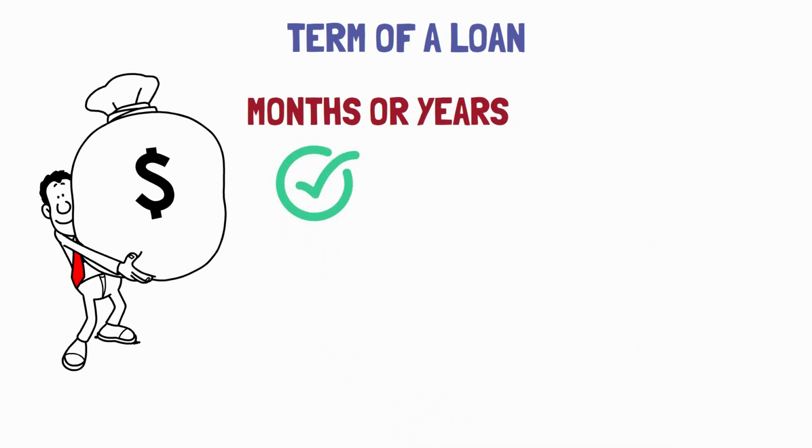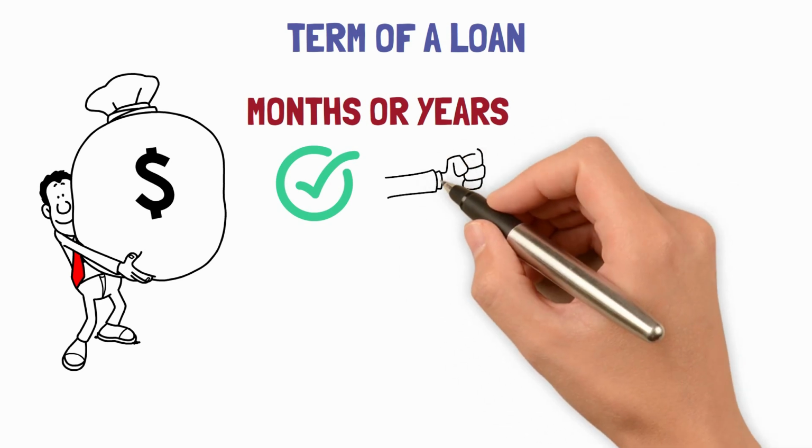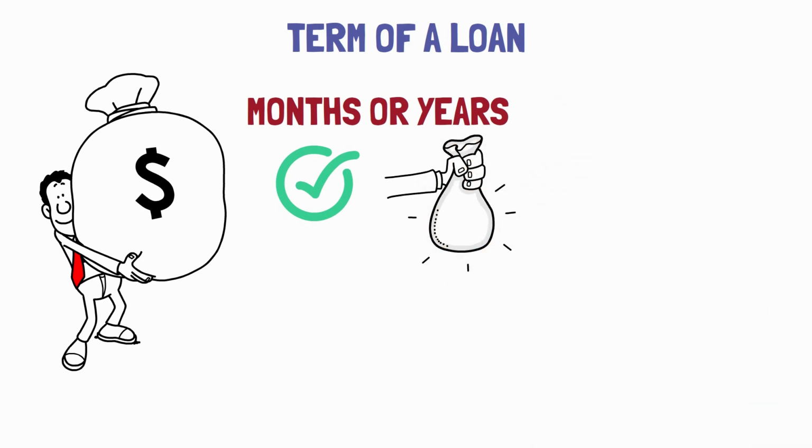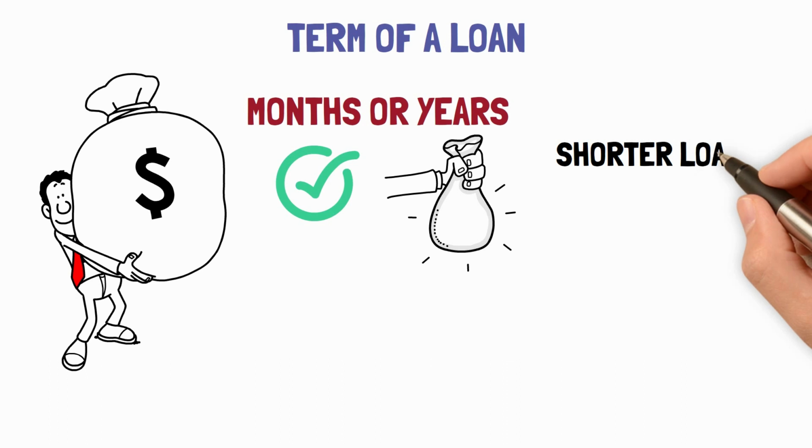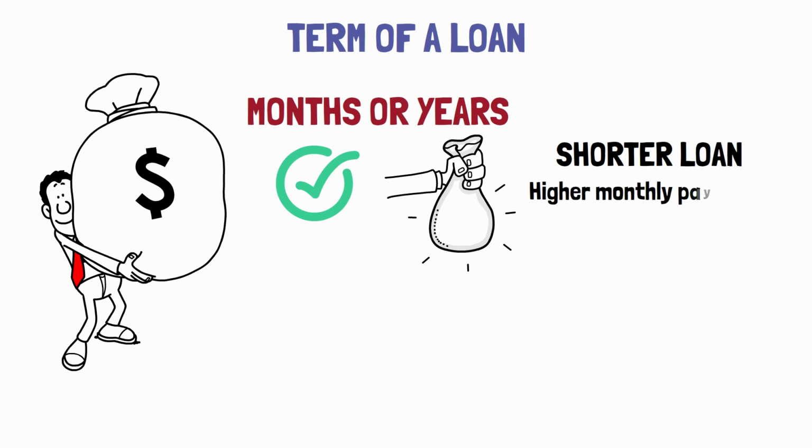The loan term is essential as it determines when the borrower has to make the required payments and repay the loan. A longer loan typically means lower monthly payments but higher overall interest costs, while a shorter loan term usually means higher monthly payments but lower overall interest costs.